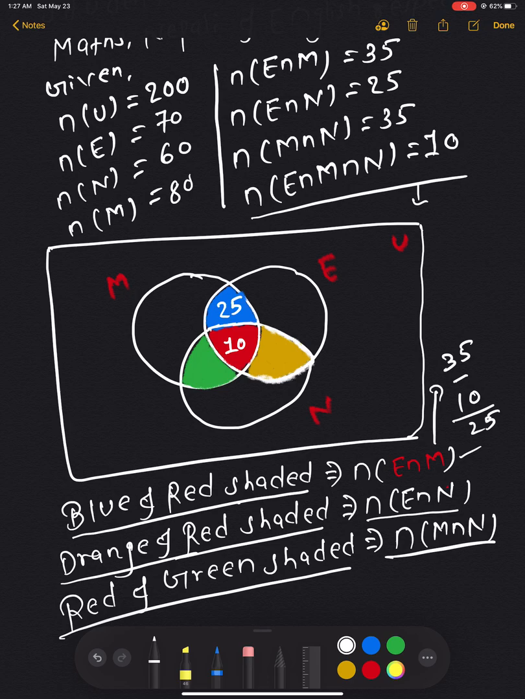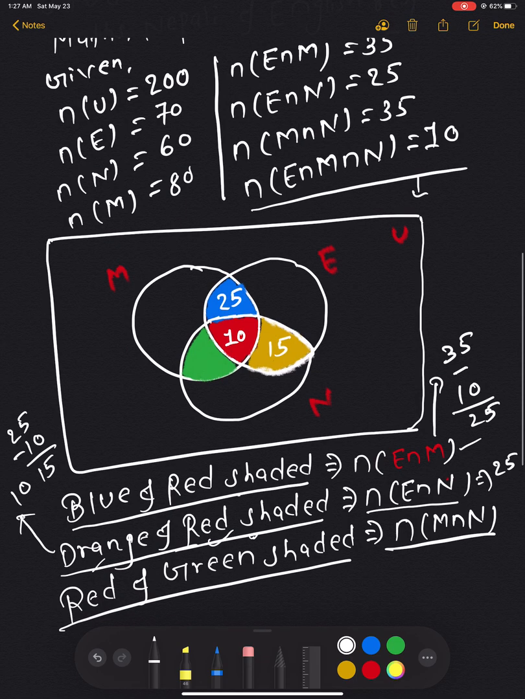And let's look at the orange and red shaded part. Orange and red shaded part is the intersection of English and Nepali. So English and Nepali, so you already got red shaded part as 10, and intersection this part is how much? 25. So your red part is your 10, and the orange part should be 25 minus 10, how much? 15. So your orange part is your 15, right?